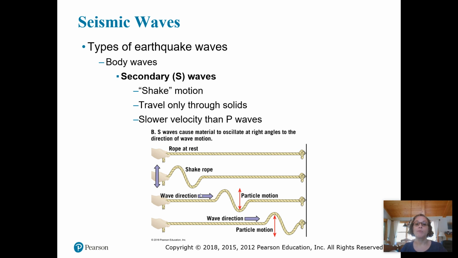I think of this type of wave, the secondary wave, as kind of doing the wave at a sports event, when everyone stands up when the person next to them is standing up and waving. That's what's happening here. The particle's moving up and down in place, but that wave energy is moving perpendicular to the particle motion. Particle motion up and down, wave direction to the right. That's a perpendicular relationship there.